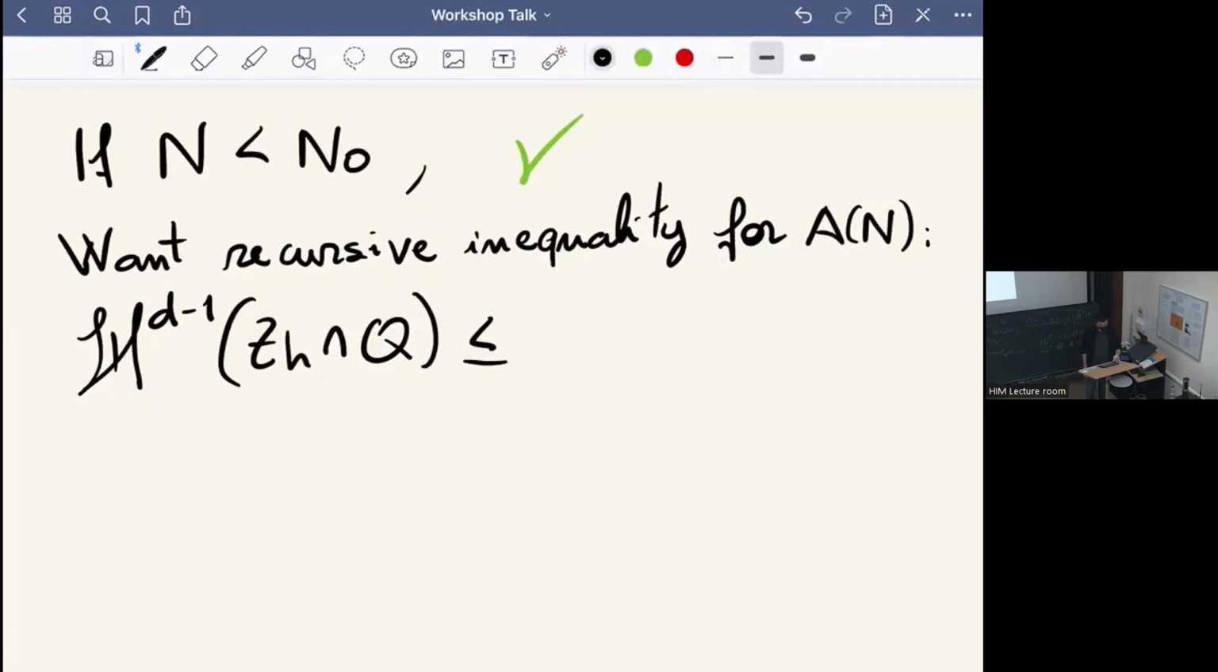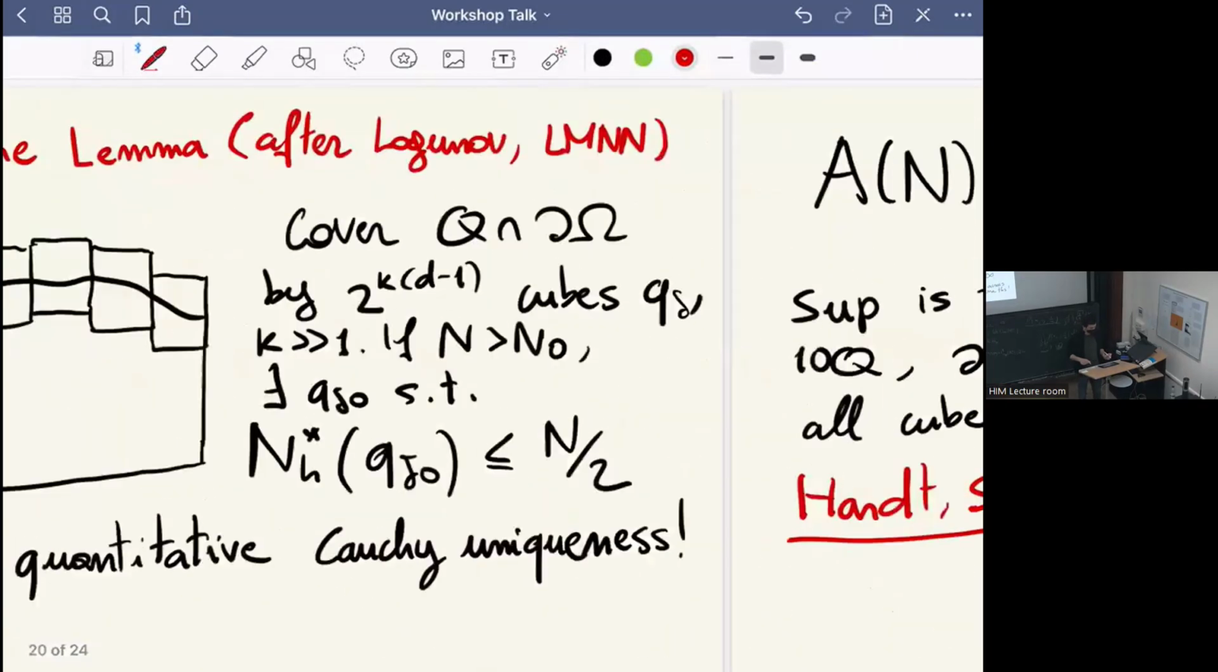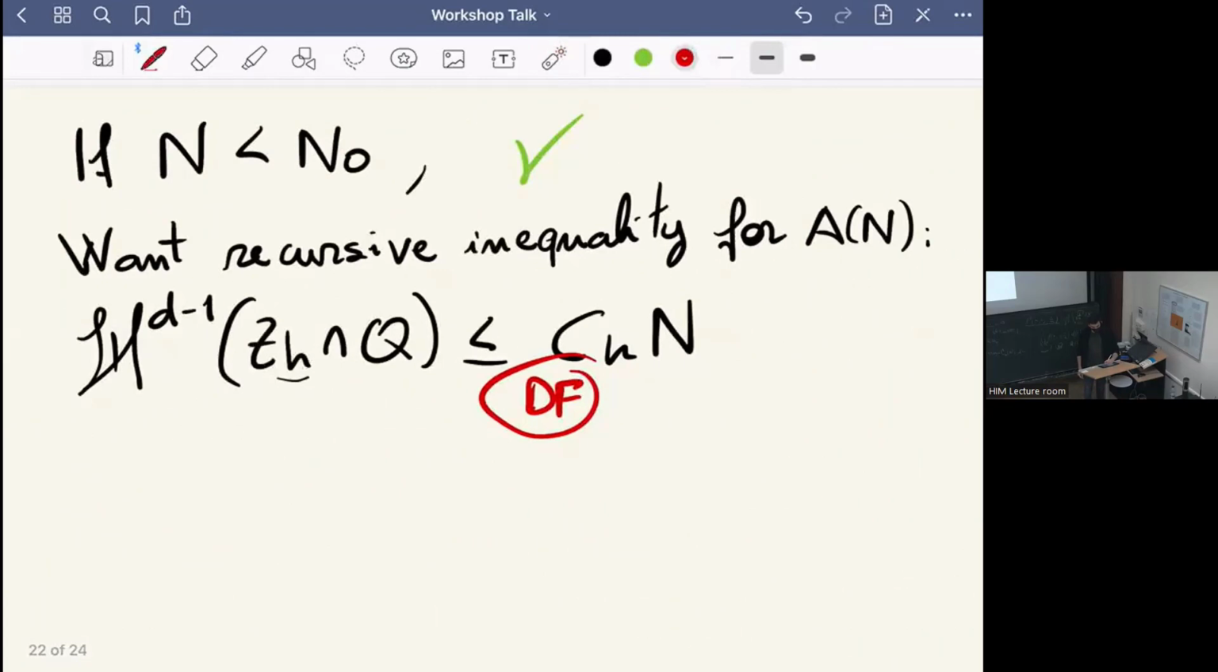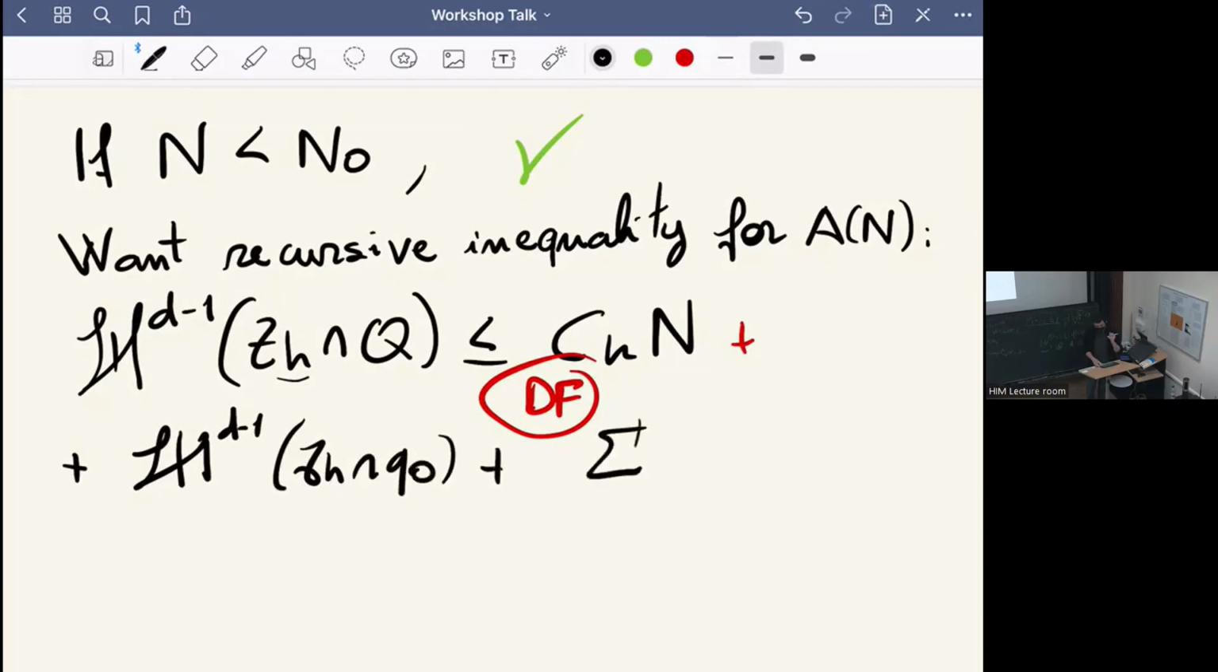So I'm going to start by writing the Hausdorff measure of the zero set of my harmonic function h inside this cube, and I can bound it by a constant that depends on k times n, and this is Donnelly-Fefferman. Essentially, let me show you again. So I have here my boundary cubes, and the rest of the portion here I can bound just by Donnelly-Fefferman. Then the hyperplane lemma gives me that I have one special cube, which I'm going to call Q0, which has lower doubling index. And then I have all of the other cubes. How many do I have? I have 2 to the k(d-1) minus 1. And then I have the portion of the zero set inside these cubes.